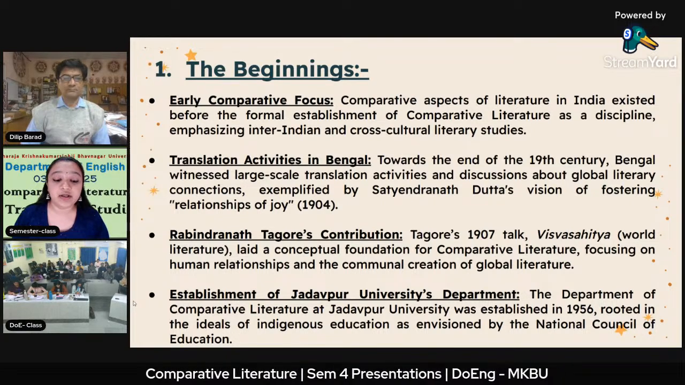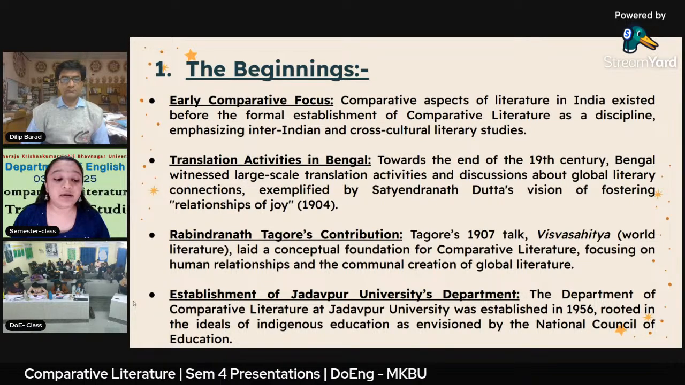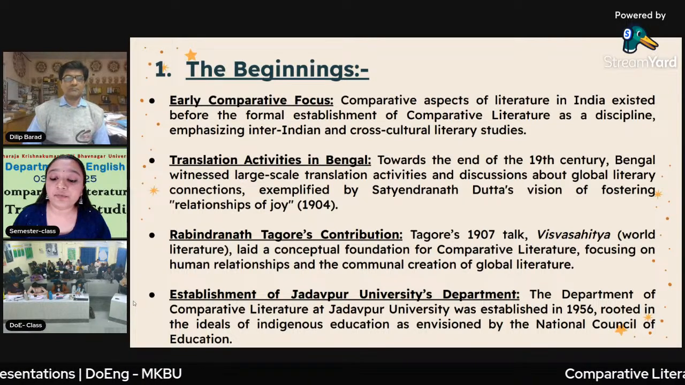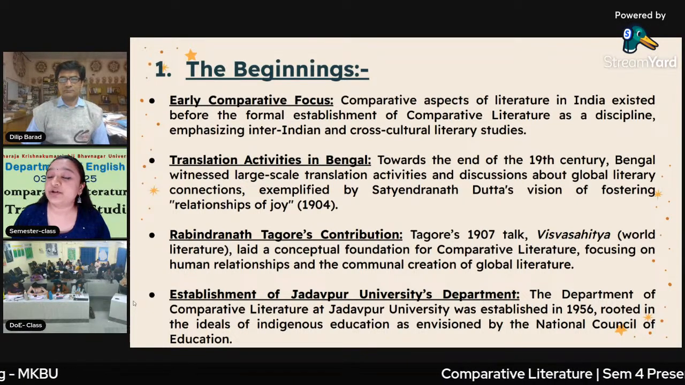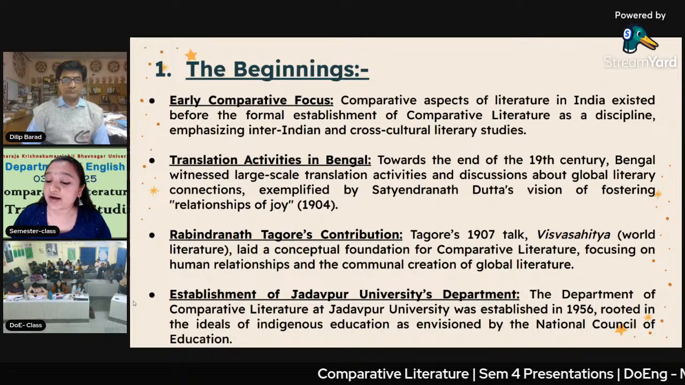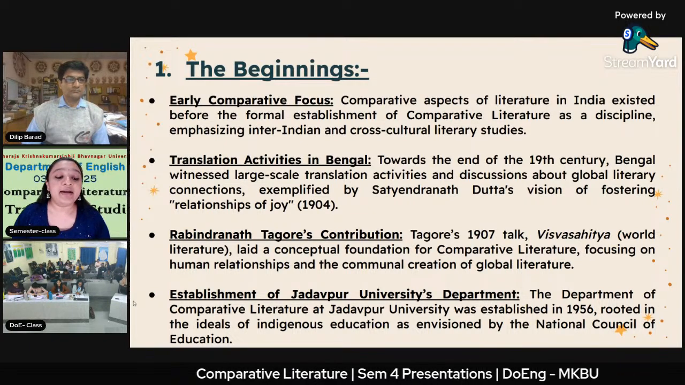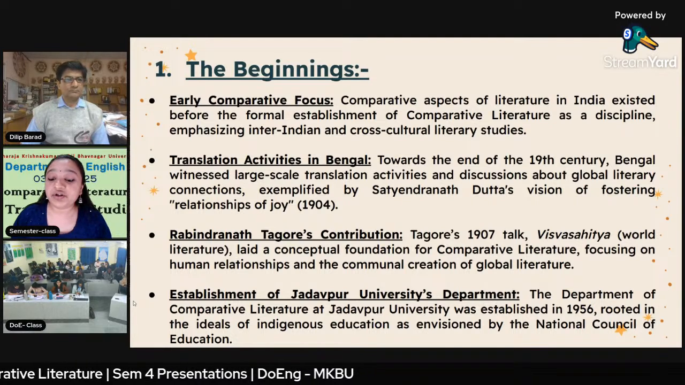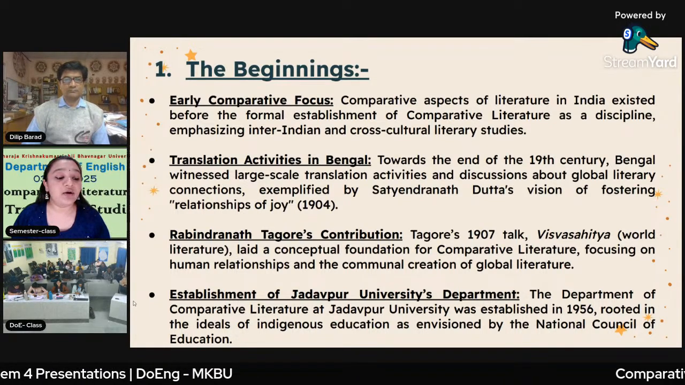Jadavpur University's department: the comparative literature department at Jadavpur University was established in 1956, rooted in the ideals of indigenous education as envisioned by the National Council of Education.